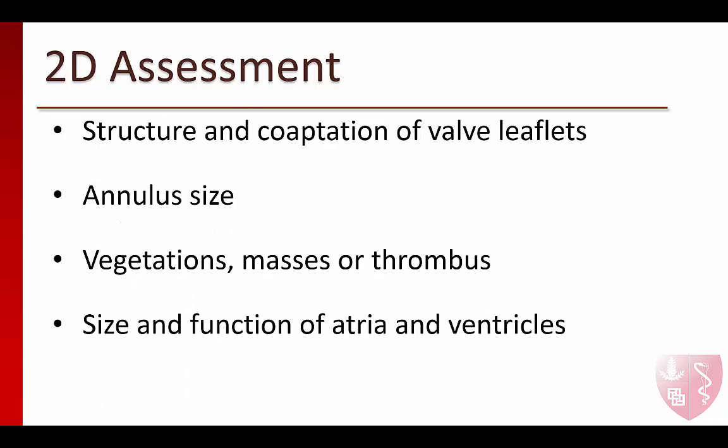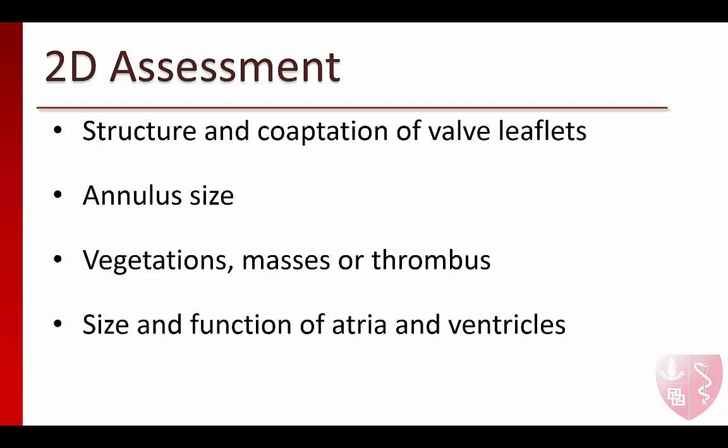When evaluating the valve leaflets, pay close attention to the structure. Are they normal in appearance, or is there redundant, missing, or damaged tissue? Are the leaflets thickened or retracted? Also evaluate the leaflet coaptation, or how well the leaflets come together and seal during systole. Is the coaptation occurring at the level of the annulus, above, or below? The size of the annulus should also be noted. A large, dilated annulus will almost always be associated with regurgitation.